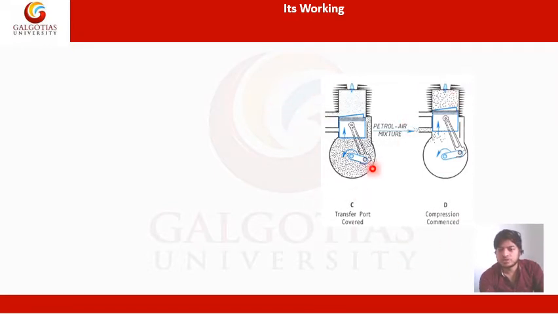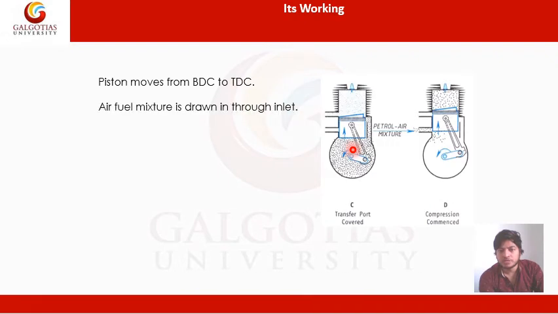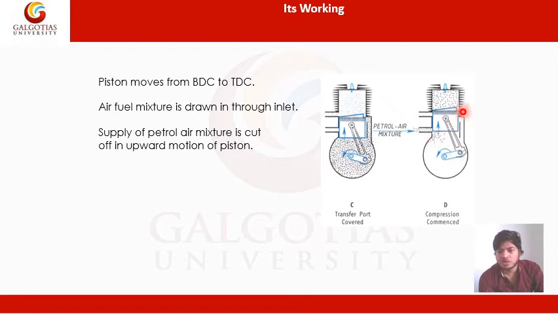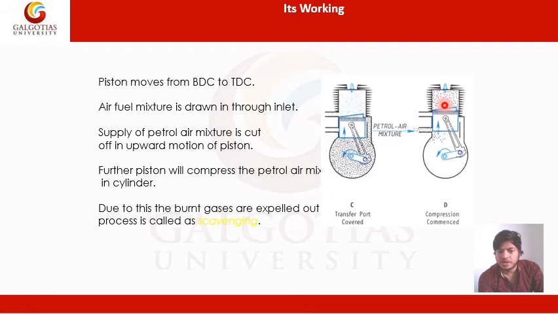This is the diagram of the two-stroke petrol engine. This is the inlet port from where the air fuel mixture will come, and this is known as the exhaust port. Here you can see as the piston moves from the bottom dead center to the top dead center, the air fuel mixture is drawn in through the inlet. The supply of the air fuel mixture is cut off in the upward motion of the piston. Further, the piston will compress the air plus fuel mixture in the cylinder, and due to this, the burned gases are expelled out, and the process is known as scavenging.